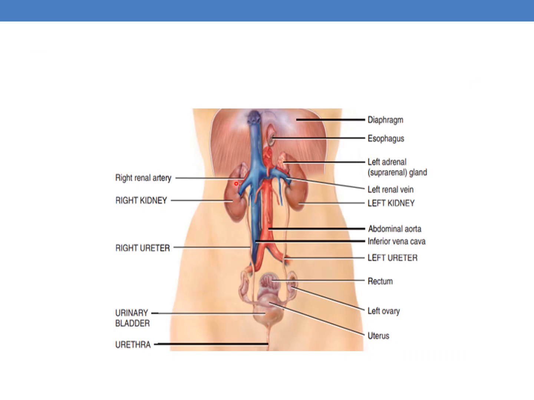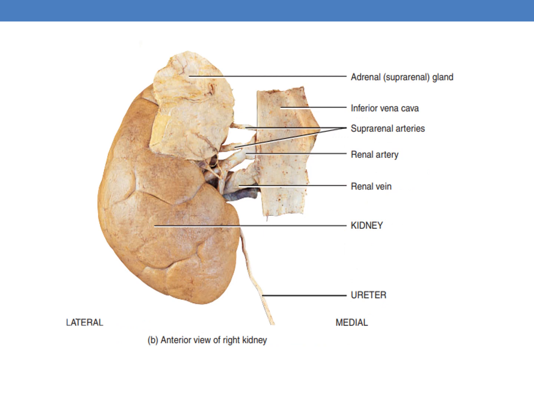Here you can find the kidneys, right kidney and left kidney. Next is the ureter, this is the urinary bladder, and finally this is the urethra through which the urine passes. Here you can see the anterior view of the right kidney. This is the adrenal gland. This is the inferior vena cava, and these two are the suprarenal arteries. This is the renal artery, this is the renal vein, and this is the kidney. This tube is the ureter.